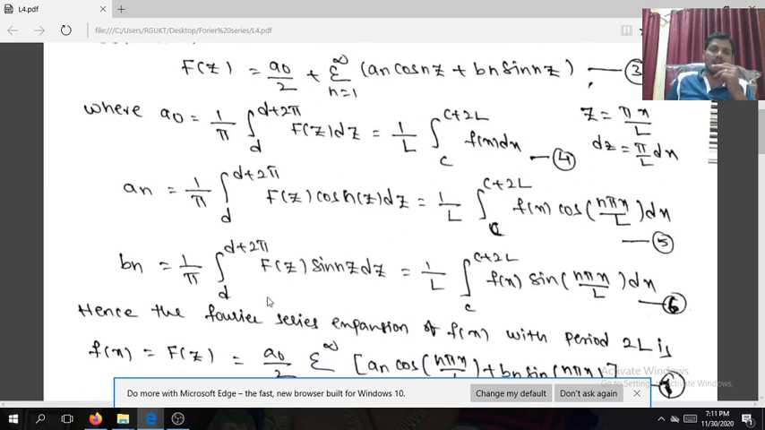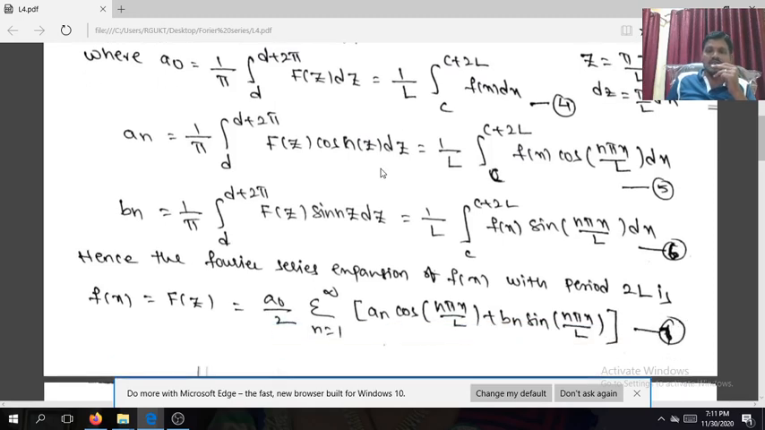Now coming to b n, 1 by pi integral alpha to alpha plus 2 pi f of x sin nx dx. In the same manner, d to d plus 2 pi f of z sin nz dz. Replacing dz with pi by l dx, the pi gets cancelled, giving 1 by l integral c to c plus 2l f of x into sin n pi x divided by l dx, when we are replacing z with pi x by l. Say this is equation number 6.